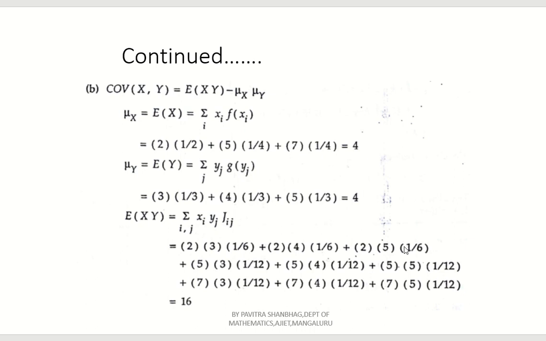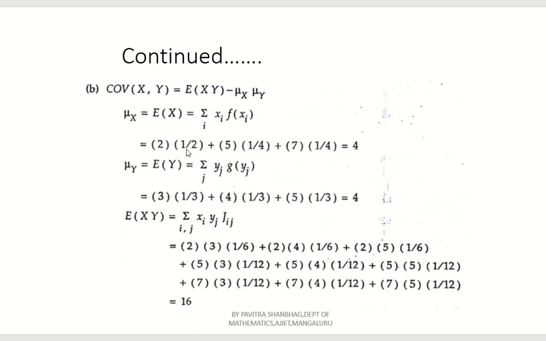Next here we need to check for this. 5 into 3 into 1/12, that is 5/4. Next 5 into 4 into 1/12 means 5/3. 5 into 5, 25/12. Next plus 7 into 3 into 1/12, that means 7/4. 7 into 4 into 1/12 means 7/3, plus 7 into 5 into 1/12. Now simplify it, you will get 16.